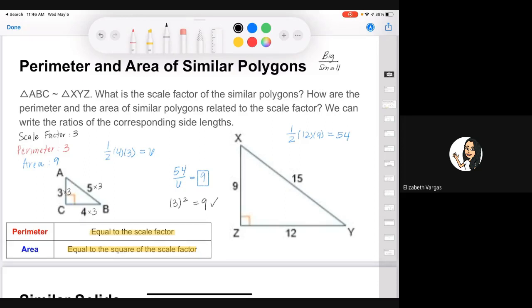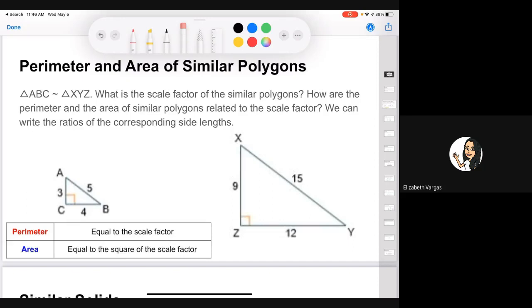So what I'm identifying is what does that mean for my perimeter? How is my perimeter going to change? Well, my perimeter is only going to change by the scale factor, so multiply by 3 as well. How is it going to affect my area? Well, my area is going to get squared. And so it's equal to the square of the scale factor. And so that's what we're identifying here. Okay. So let's move on to the next one.